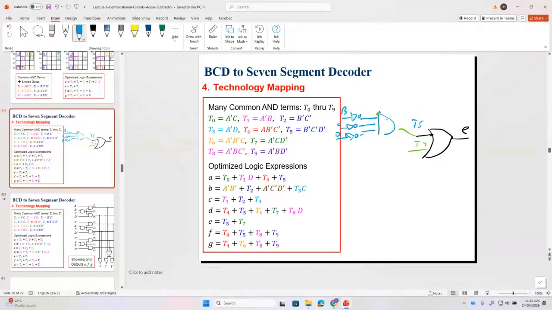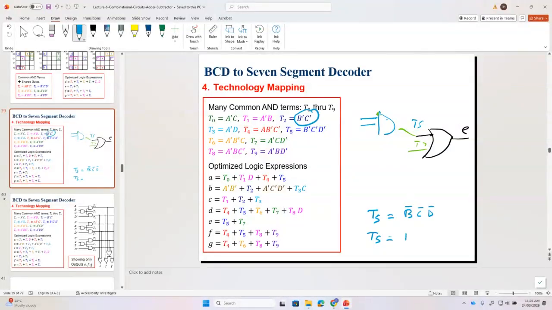Because now, this is very important. So what is T5? Can you tell me what is T5 now? B bar, C bar, D bar. Please remember. What is T5 here? Please remember. What is T5? B bar, C bar, D bar. Clear?